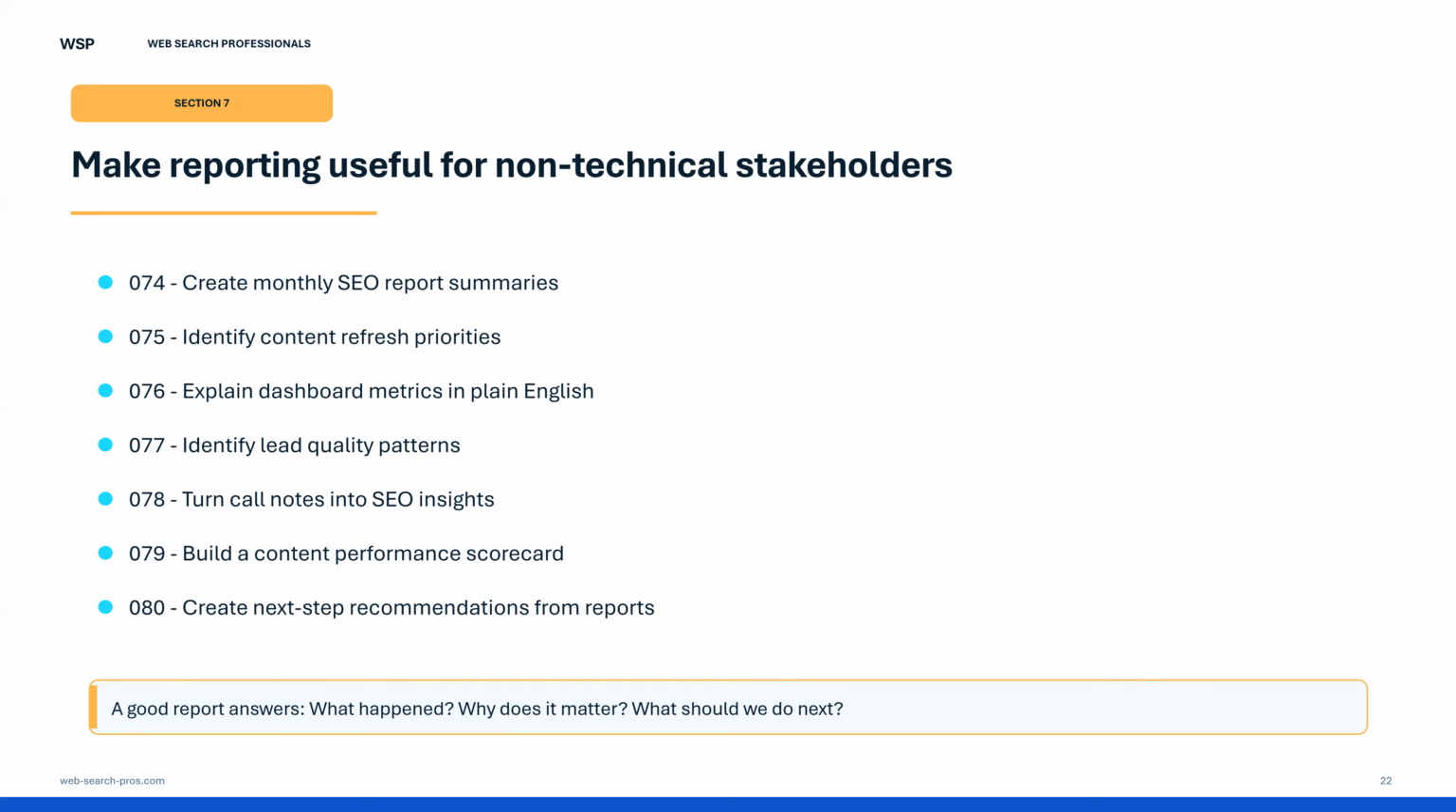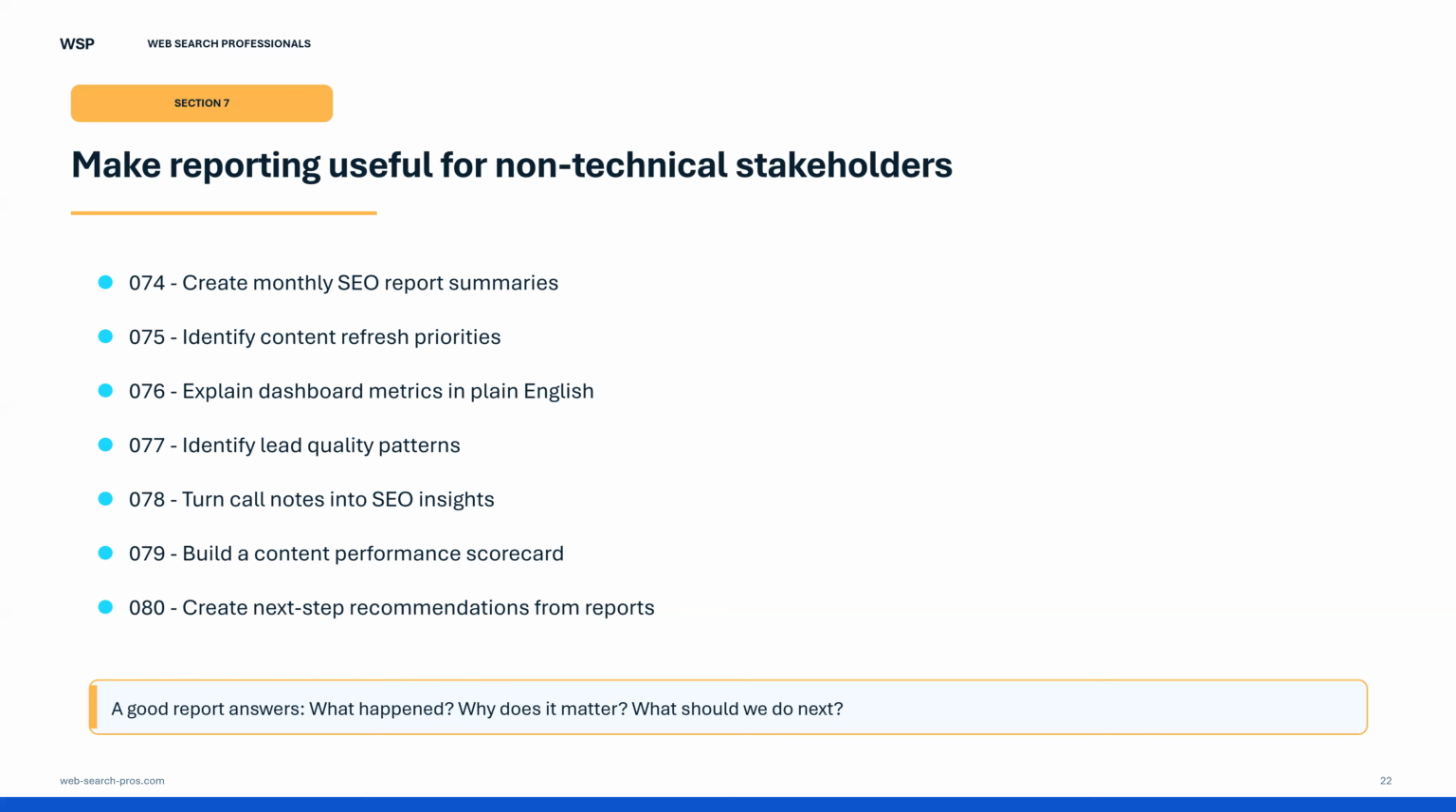You want to identify content refresh priorities, explain dashboard metrics in plain English. And sometimes what I'll do, if I don't want to do a full deep dive into my own analytics, I will dump the data into AI, and then I'll just ask it questions, what I really want to know today. And it will spit that out in plain English. You can really understand it, and then you can ask it to create checklists of the most important things to do next. You want to identify lead quality patterns, and AI is perfect for that.